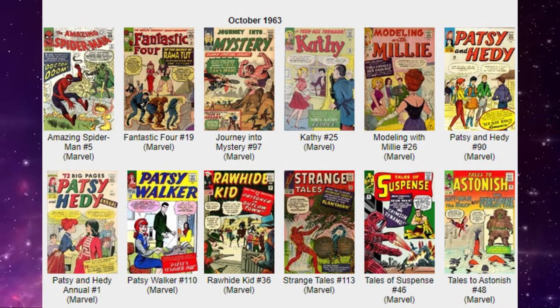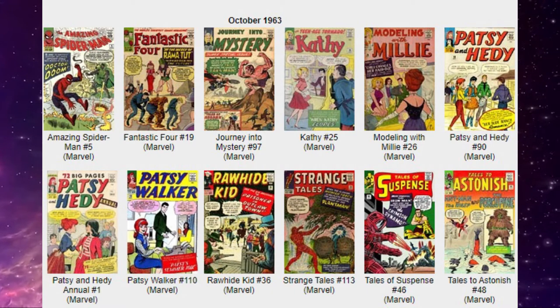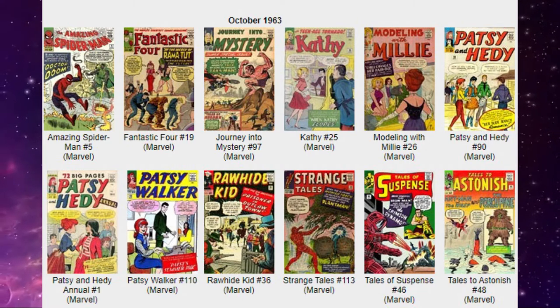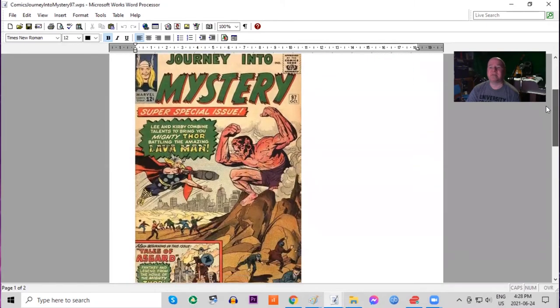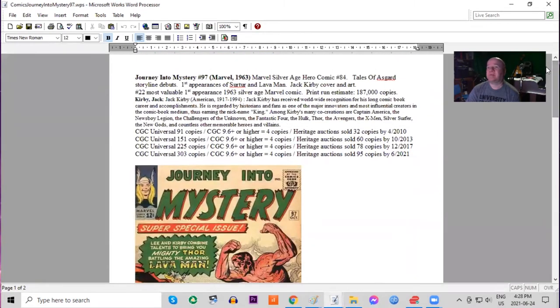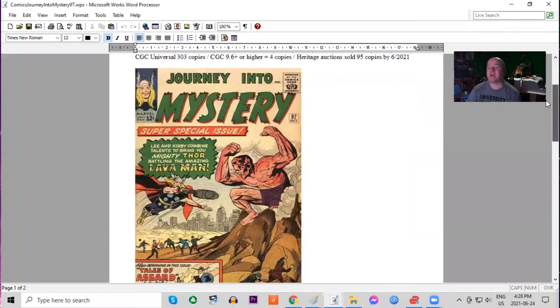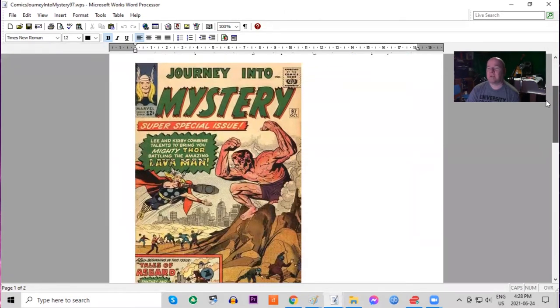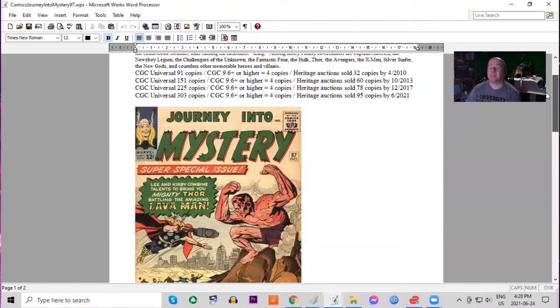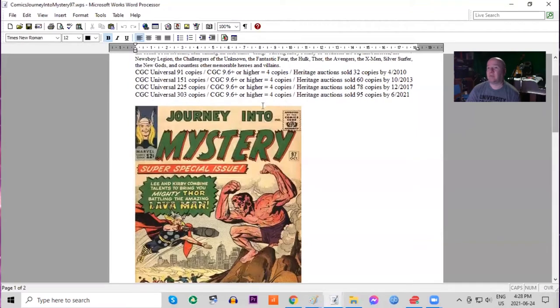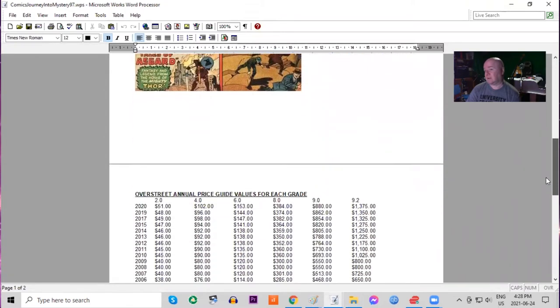Next on our list is Journey into Mystery 97. This was the ongoing series for Thor. And the Tales of Asgard storyline debuted in this issue. It's the first appearance of Surtur and Lavaman. Again, Jack Kirby cover art, white background. Print run estimated at 187,000 copies. So this was also selling better than Amazing Spider-Man at this time. Only 300 copies graded in total from CGC and only 4 9.6s. So this book is lesser of a key, therefore fewer copies graded in general.